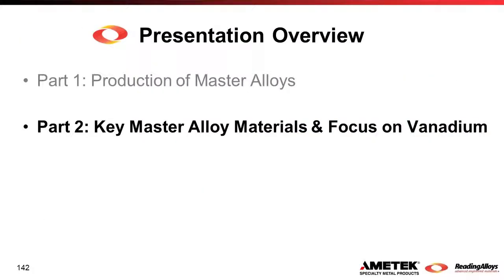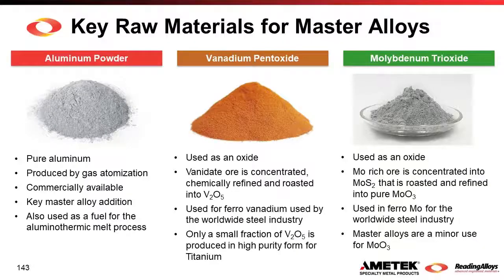I'm going to spend a little bit more time now on the raw materials. I think that's more important. So, as one of the earlier speakers did a nice job mentioning, there are really key raw materials used in the production of master alloys. The three key ones I'm going to highlight today are, we'll start with the aluminum powder.